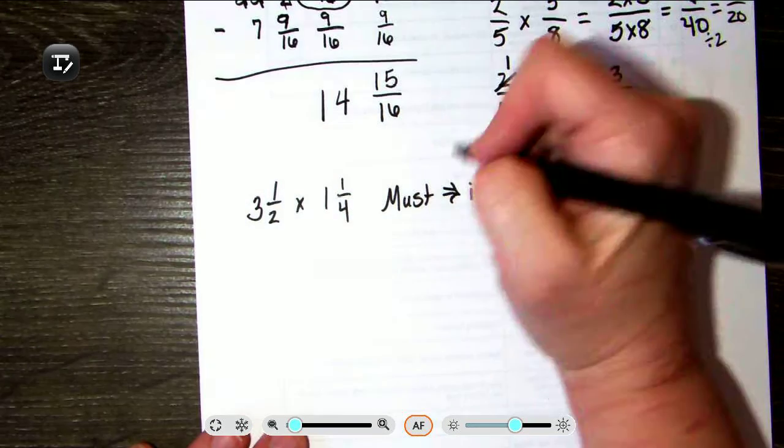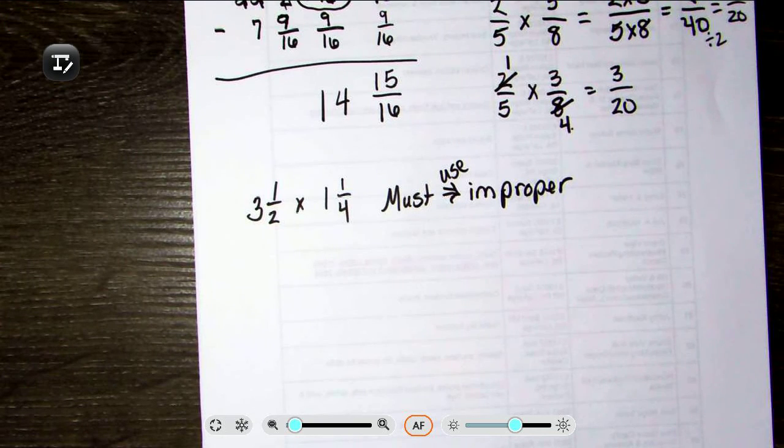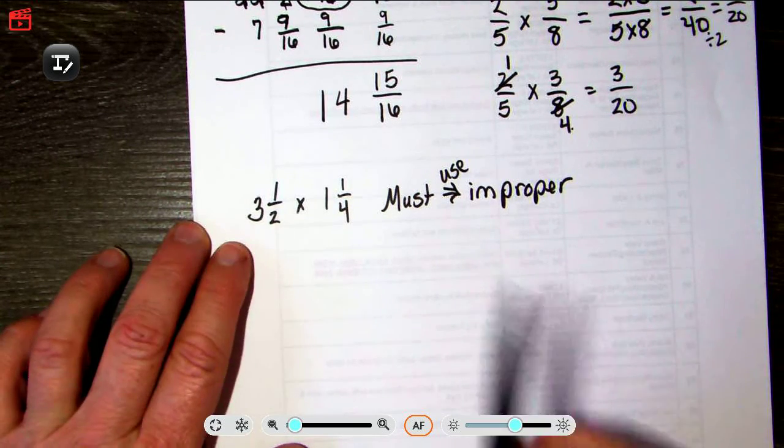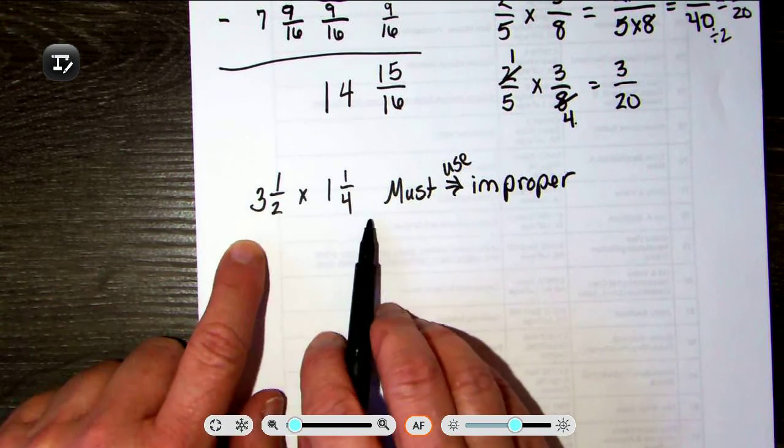Okay, so we must use improper fractions. We can't do the whole parts and the fraction parts. It does not work. I could use some algebra to show you how you'd have to do them, but I know how much you guys like algebra. So we're going to turn them into improper fractions.